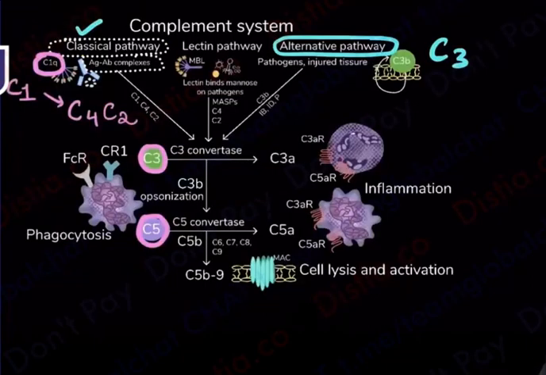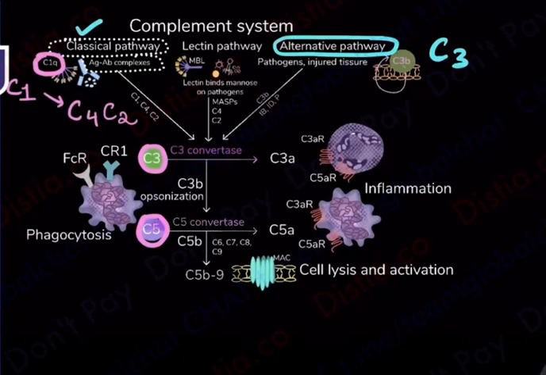You can have a look at it once again. Let's have a look at it again, guys. We started off our story with what? We started off our story with 3B. 3B acted upon with factor B, factor D, properdin, made 3BBB. That has gone and again acted upon C3. So means C3B, BB, 3B. And once that complex is ready, that is going to go and act on C5.